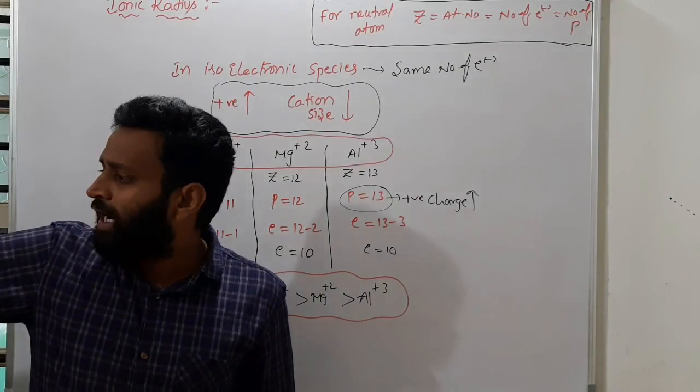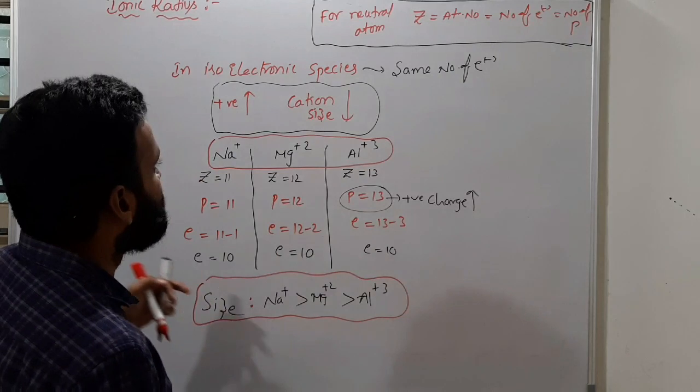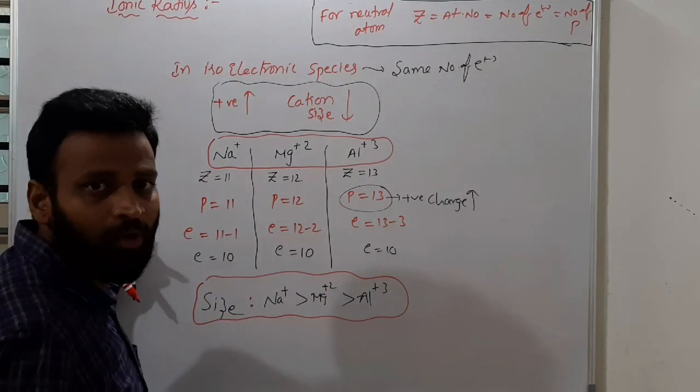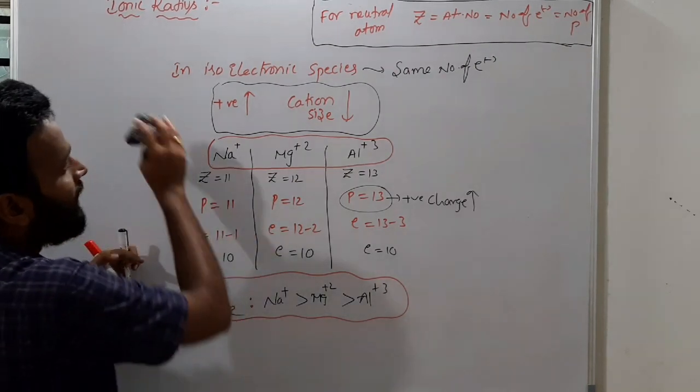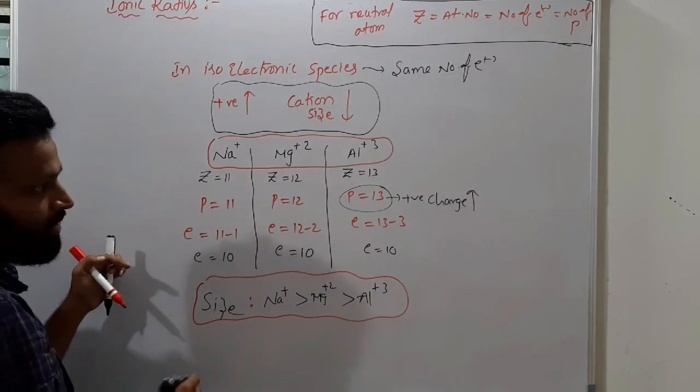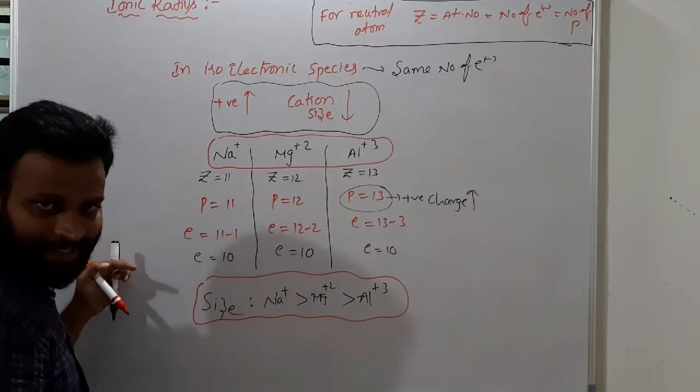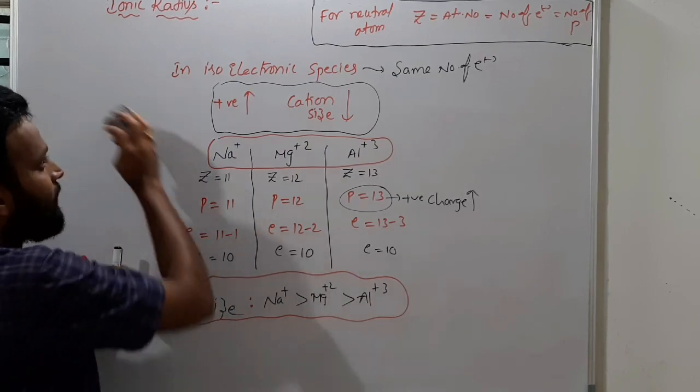As I told you, in isoelectronic species, I am talking about cations. If the positive charge increases, then the cation size decreases. Have a note and write down all these things. Better to take a screenshot.